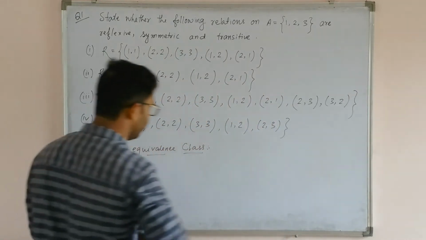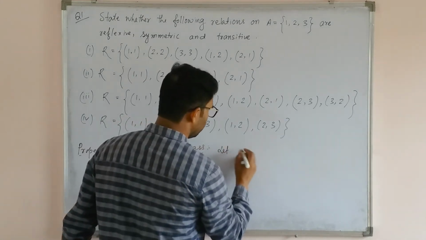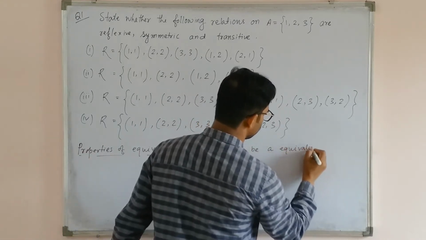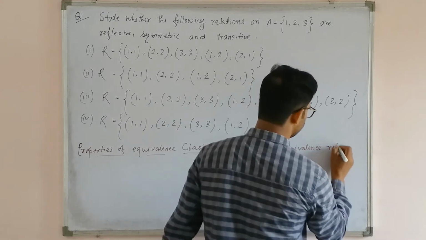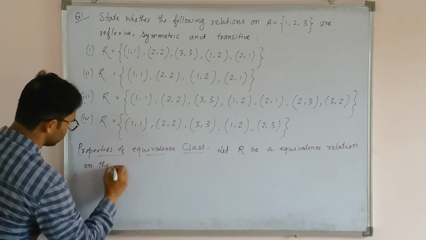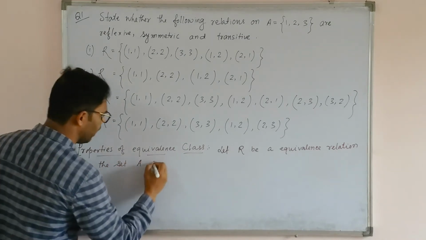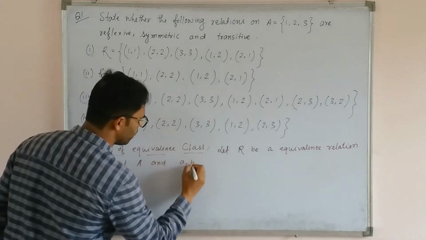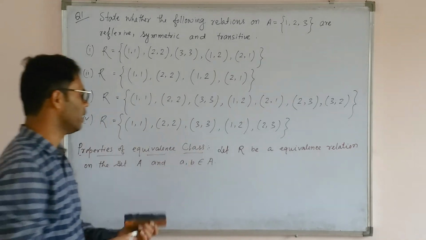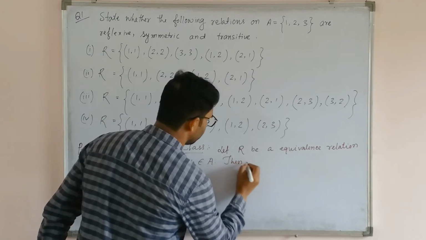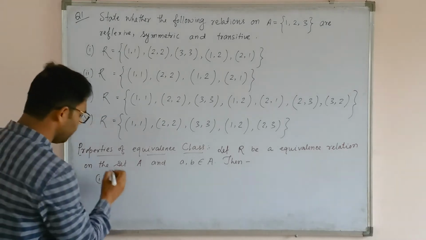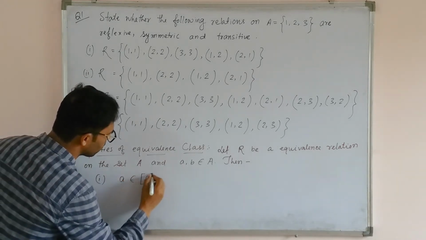So first of all, let R be an equivalence relation on the set A, and small letters a, b belong to A. That is, a and b are any two arbitrary elements in the set A. Then what are the properties? The number one property we already discussed in the previous class, that a always belongs to the class of a.